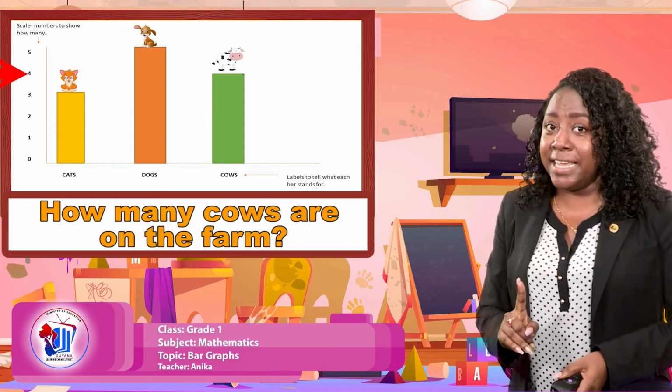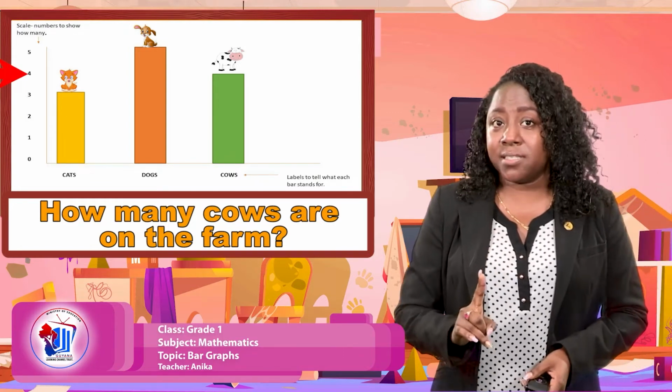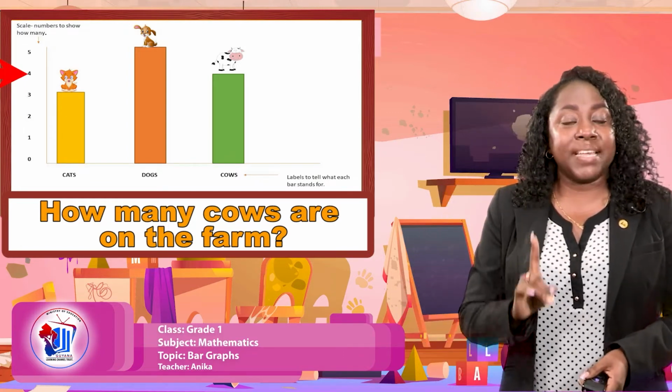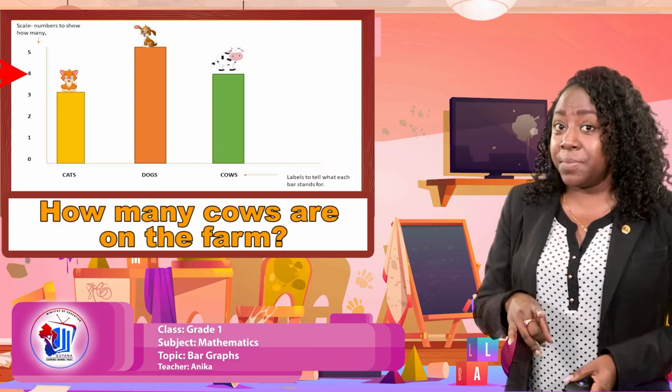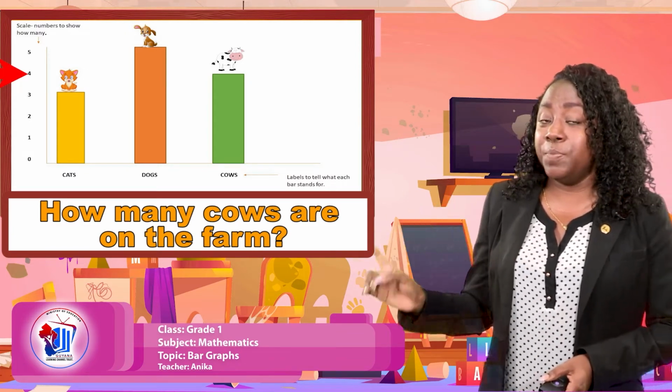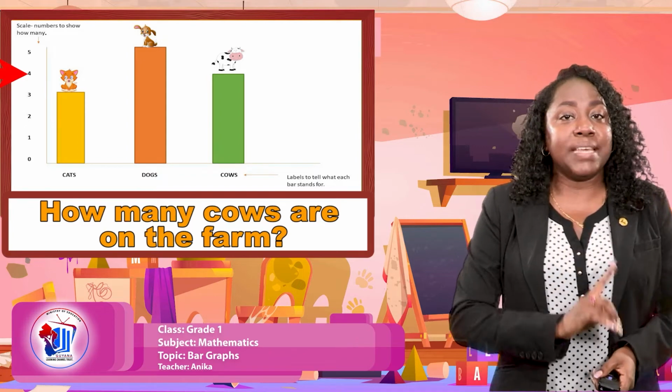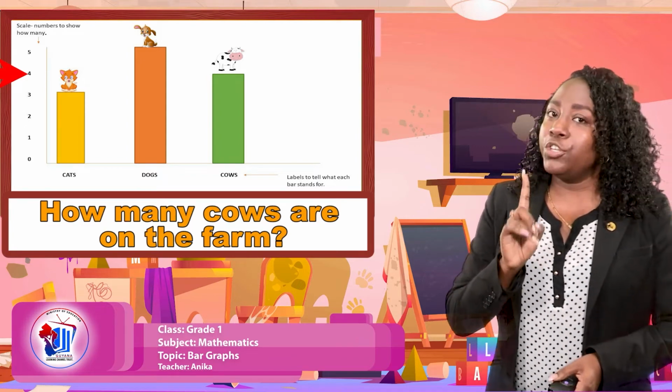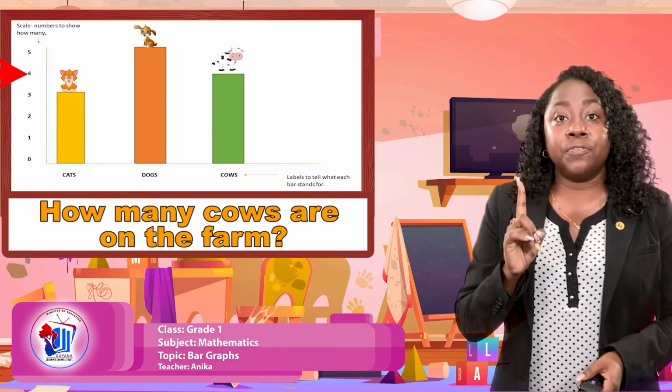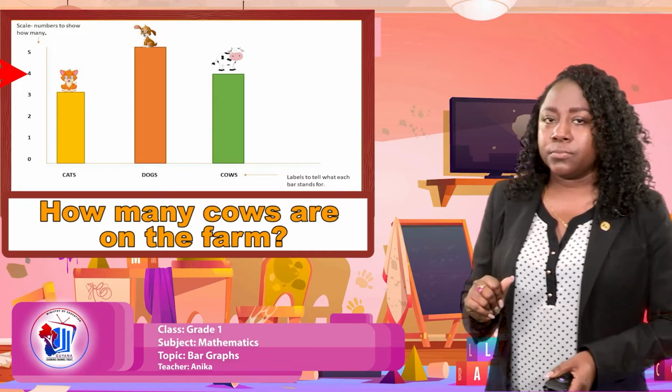It begins with C, but we have 2 animals whose names begin with C. So we have to be careful. Which one would be the cow? Which one would be the cat? Or you can use the picture that I put on top of each bar to help you.